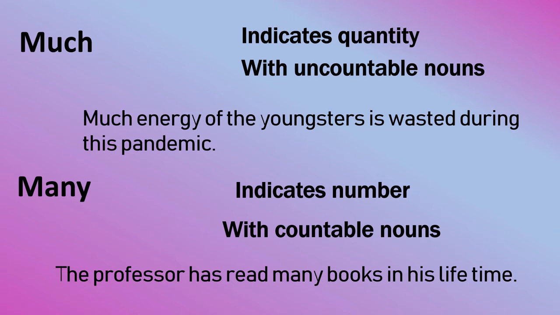Here we have to focus on the noun books. He has read many books because we used many, the determiner, to introduce the noun books. The noun books is countable because we can count them, and we cannot use much there to introduce books, which is a countable noun. Instead, we can use only many to introduce them. That's the difference between much and many.